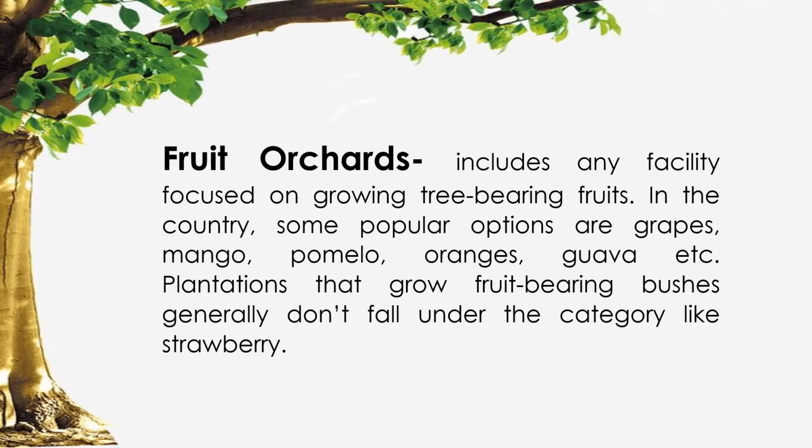Number 1. We have the fruit orchards. Includes any facility focused on growing tree-bearing fruits. In the country, some popular options are grapes, mango, pomelo, oranges, guava, and others. Plantations that grow fruit-bearing bushes generally don't fall under the category, like strawberry.